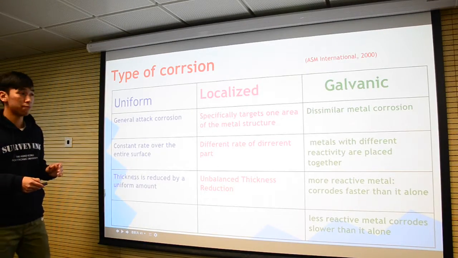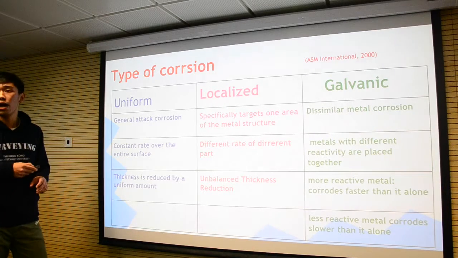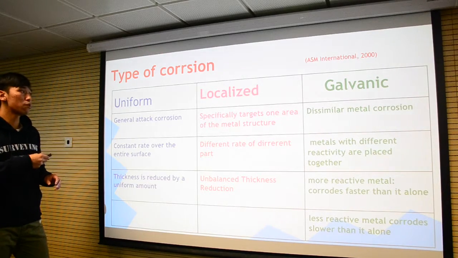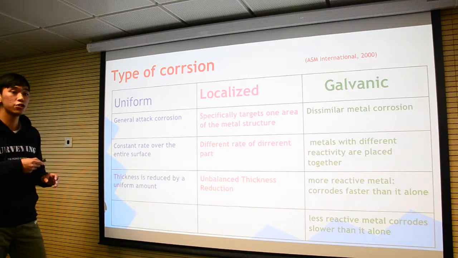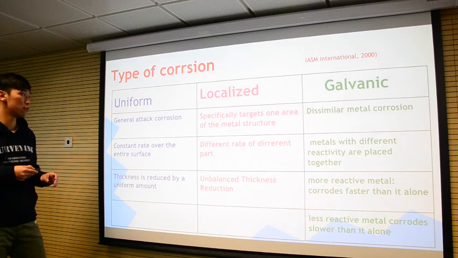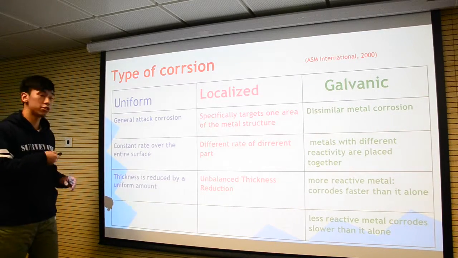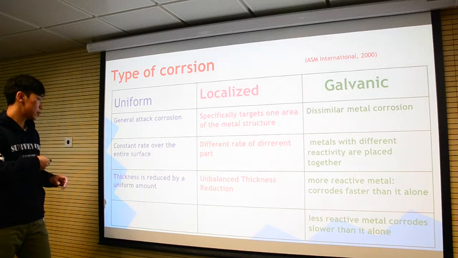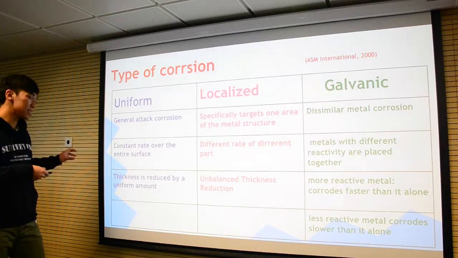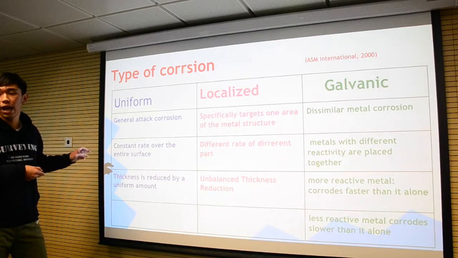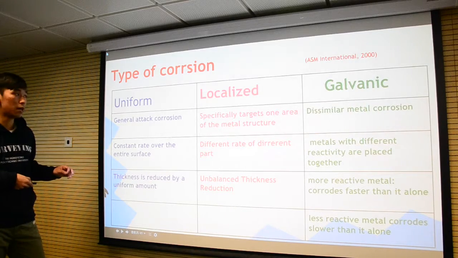After talking about the factors that affect the corrosion rate, I will talk about the types of corrosion. Uniform corrosion, localized corrosion, and galvanic corrosion are the three common types of corrosion. First, I will focus on uniform corrosion. It is also known as general attack corrosion, in which the corrosion rate is constant over the entire surface or a large proportion of the surface. The thickness is reduced by a uniform amount.